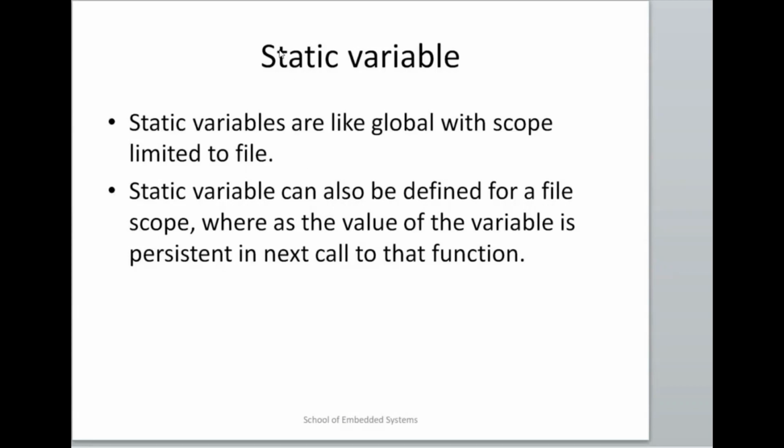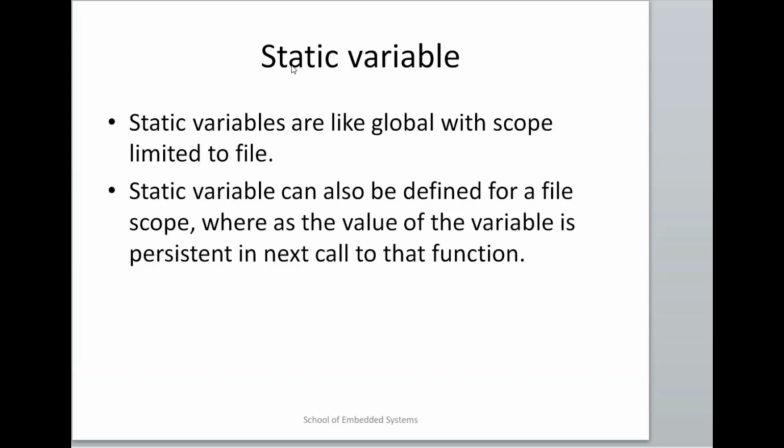Next in this session, we'll see static variables. Okay. So we already saw local variables and global variables. What we know is global variables have a scope of a full program execution, whereas local variables have a scope of only in the function. When the function exits, the local variables get destroyed. But what are these static variables?